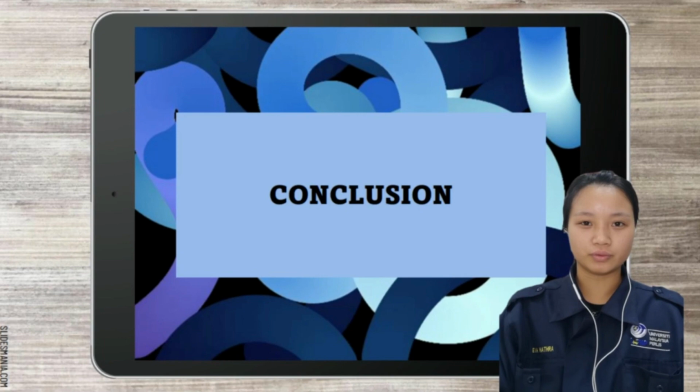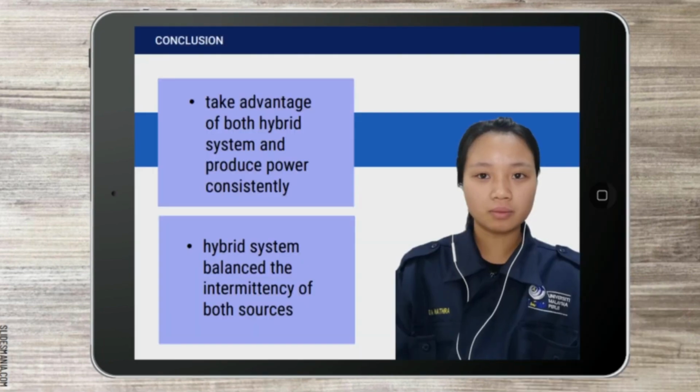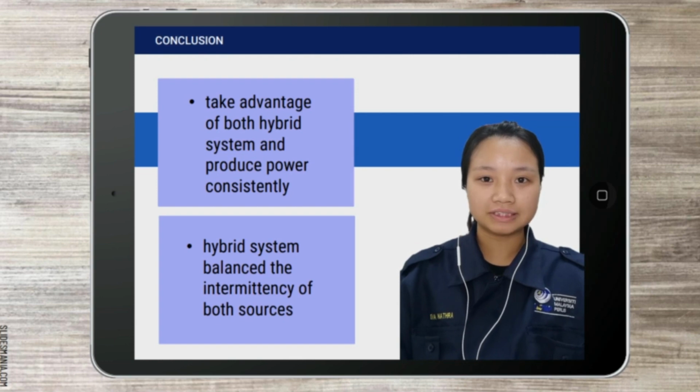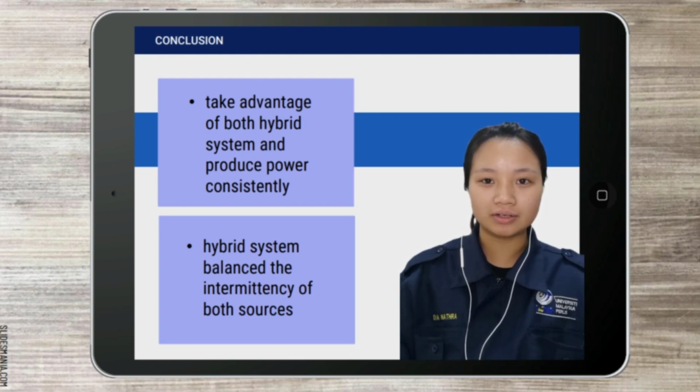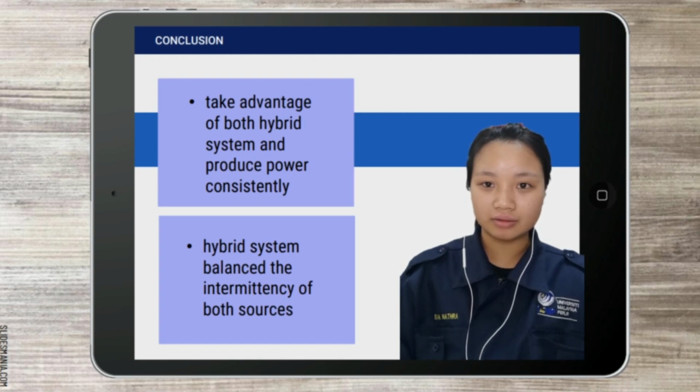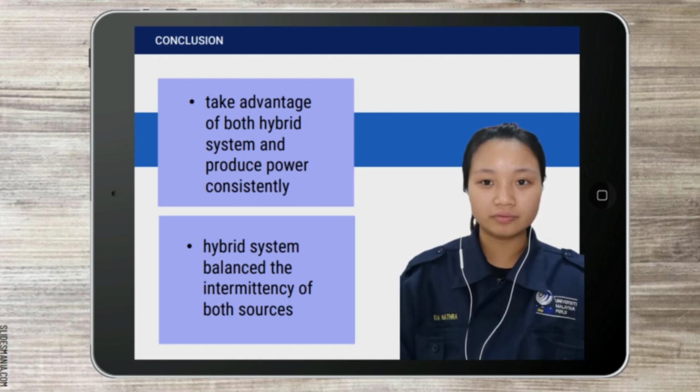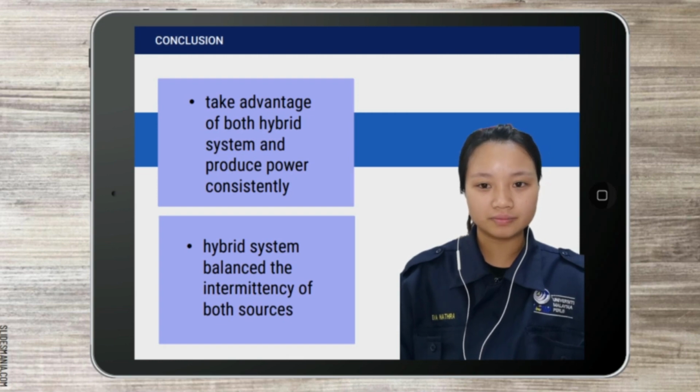Now moving on to the conclusion. Solar power is most abundant during the day, while wind energy is typically strongest at night or during certain seasons. By combining the two sources, a hybrid system can take advantage of both and produce power consistently. Besides, this hybrid system balances the intermittency of both sources. This is because solar energy and wind energy are not always available. So a hybrid system can use the energy generated by one source to compensate for the variability of the other.